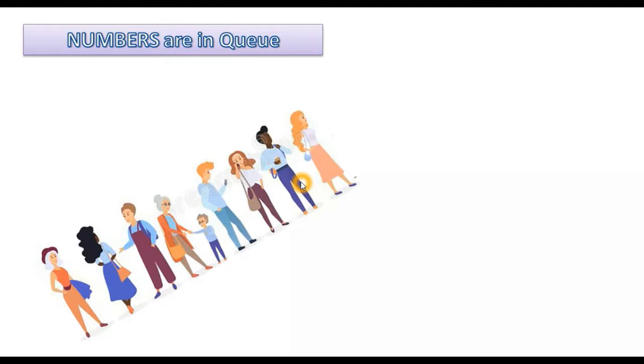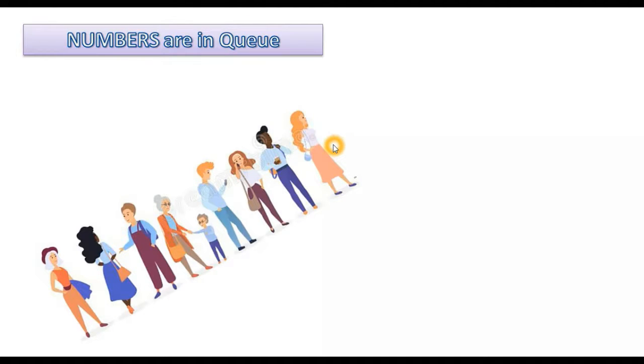Now, the moment we talk about numbers, have you observed that numbers are in a queue? They are always in a line, one number after another. Like, how do you stand when you go to a ticket counter to watch a movie and buy a ticket?